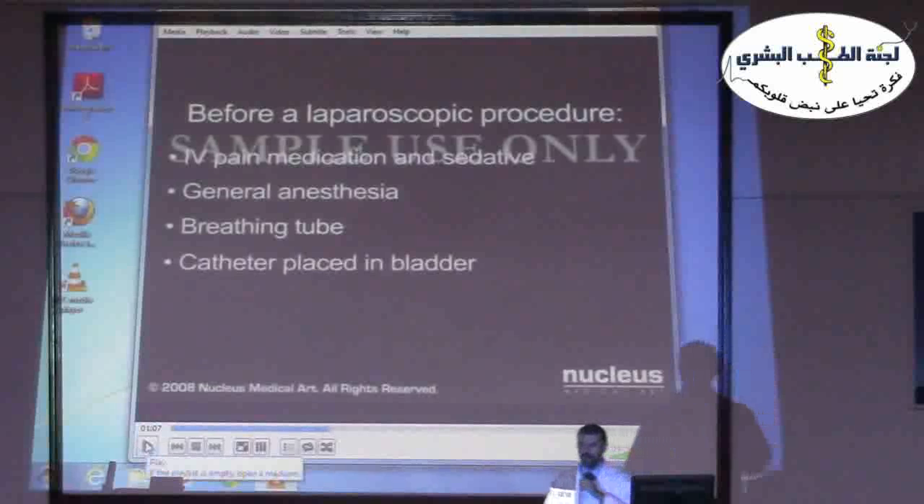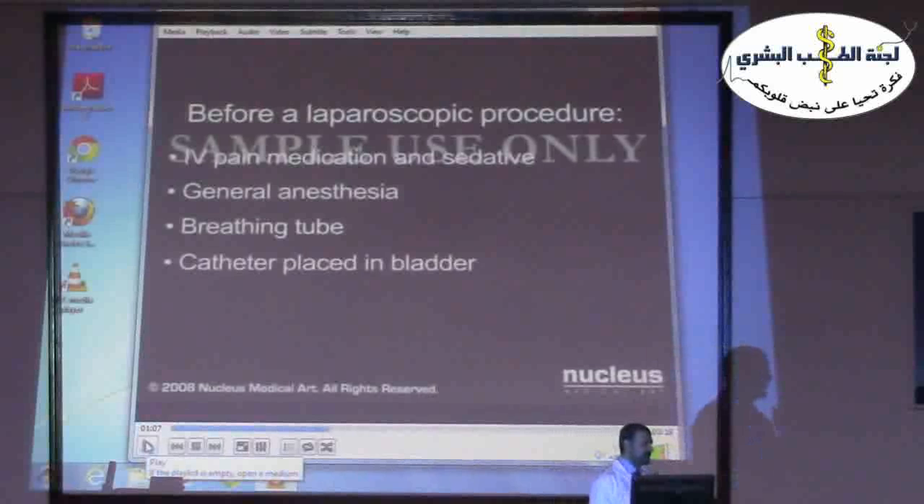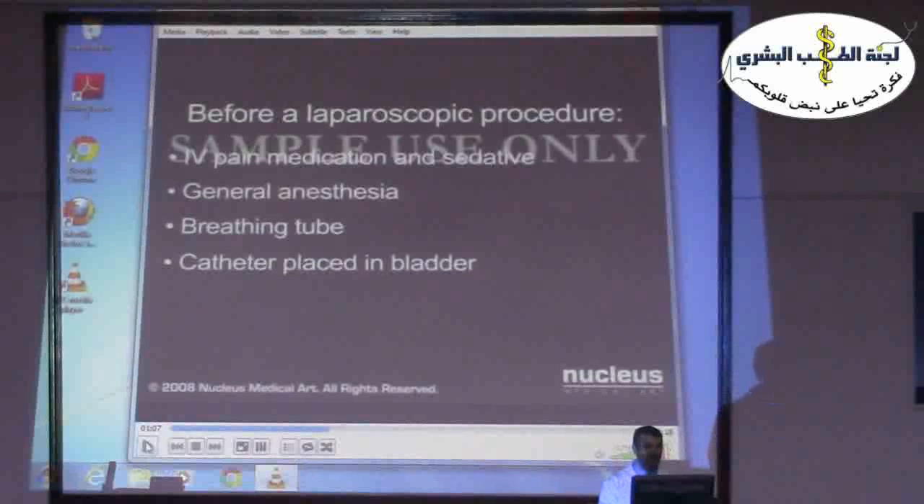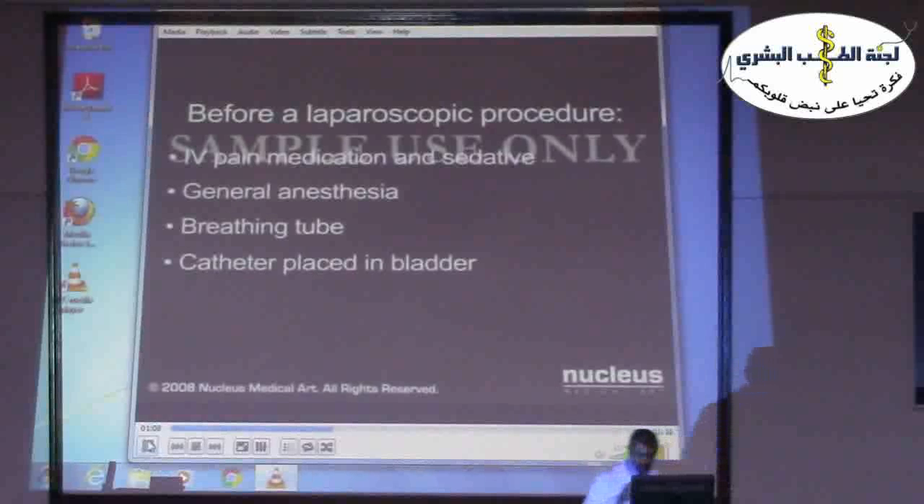Why do we insert a breathing tube? To avoid the collapse of the tongue by the genioglossus. Okay. Why do we insert a catheter into the urinary bladder? Because under general anesthesia, the patient will lose control of his bladder. So you need to empty the bladder each time, so there is a catheter and urine sac.